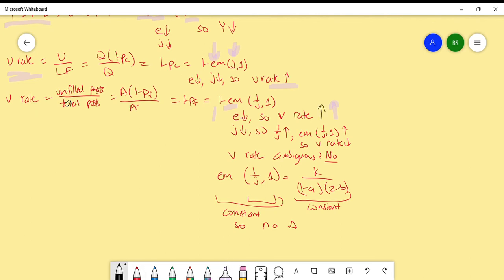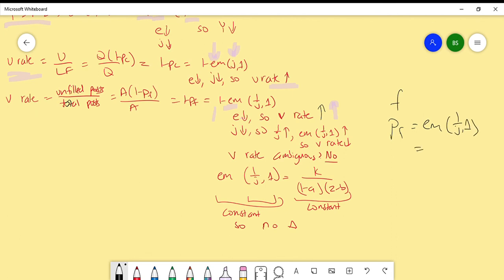Another thing we have is that J decreases, so 1 over J increases, so this whole EM term increases, so the vacancy rate falls. So the vacancy rate is ambiguous. However, the answer is not quite that. EM(1/J, 1) is that firm function, the probability of the firm equals EM(1/J, 1).